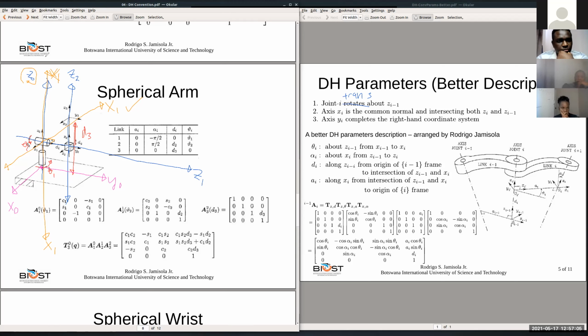It is intersecting. There, that's Z0. X1 is there. This is your Z0, and this is your X1. It intersects. X1 intersects Z0, and it is also normal to Z0. X1 intersects and is normal to Z0, and X1 intersects and is normal to Z1 there. So X1 is really there.